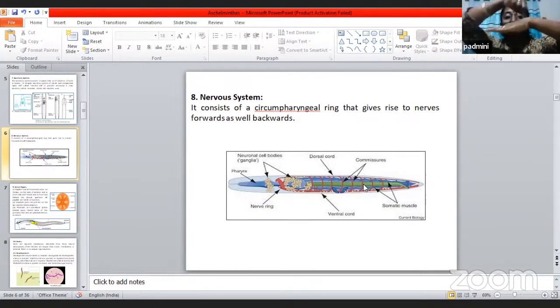So dorsal nerve cord and ventral nerve cord, and these two nerve cords are attached by the transverse cords over there, which are also called commissures. So you can see over here, the dorsal cord and the ventral cord are connected by the commissures. So they're all interconnected. Why?